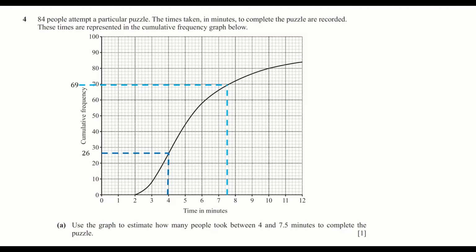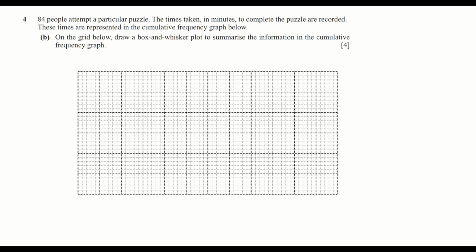So to find the number of people who took between 4 and 7.5 minutes, all we need to do now, you can say 69 people minus 26 gives us a total of 43 people. That is our answer. Now we can move on to part B. On the grid below, draw a box and whisker plot to summarize the information in the cumulative frequency graph.